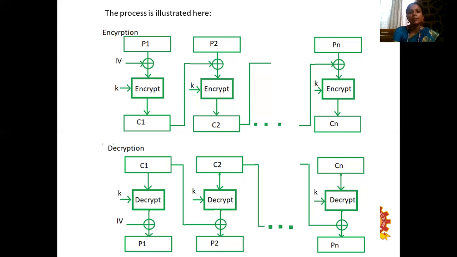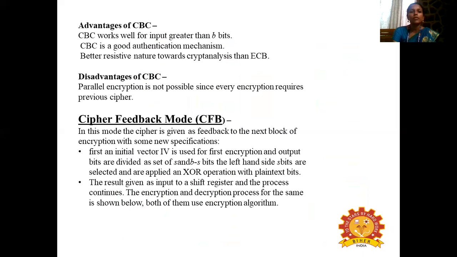Here one block is dependent on another block, because we take the output of the previous block as input. Now we will see the advantages and disadvantages of CBC. Advantages of CBC: it works well for input greater than b bits. CBC is a good authentication mechanism. It has better resistance to cryptanalysis than ECB.